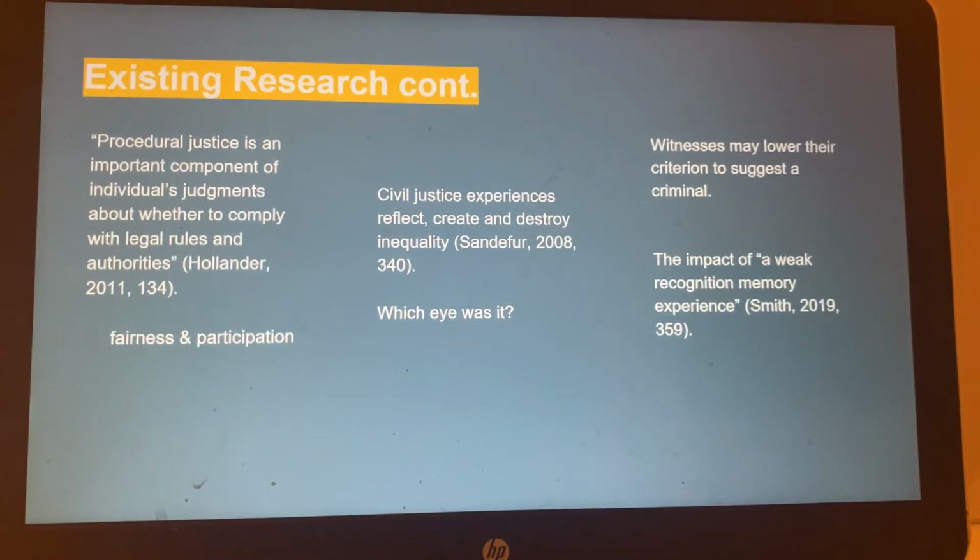Then Sandifer's civil justice experiences reflect, create, and destroy inequality. So Sandifer again goes about the voice, and one thing I want to mention is that the victim also had a little bit of a hard time determining who his victim was. He knew that he was medium built, that he had facial hair, he was black, disfigured eye, but the one main problem was that he didn't know which eye it was. He was just bombarded with, I don't know, left, right, I'm not sure. And this connects to Smith, who says that witnesses may lower their criterion to suggest a criminal. It's the impact of a weak recognition memory experience that leads to the increase of mistaken eyewitness identifications.